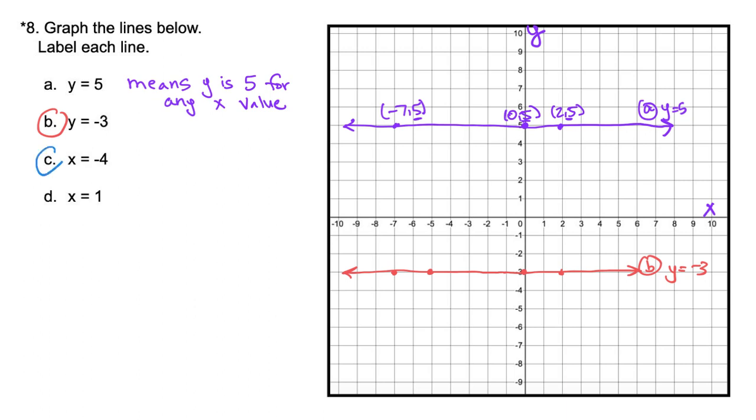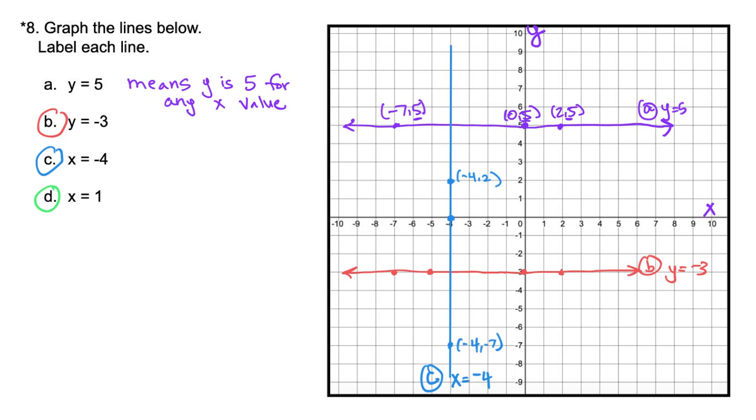For question C, I'm looking at where x is negative 4. And again, my x-axis is right here. So now I'm looking along the x-axis to find where x is negative 4. And that's going to be right here. And again, you can put points like up here. This point right here is negative 4, 2. Way down here, this point is negative 4, negative 7. Anywhere along this vertical line is where x is equal to negative 4.